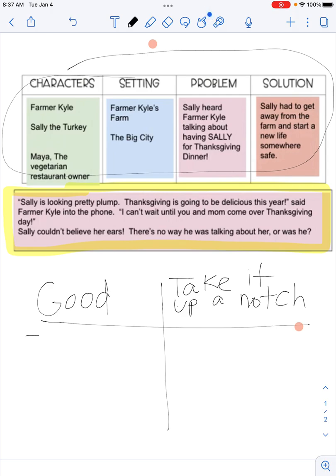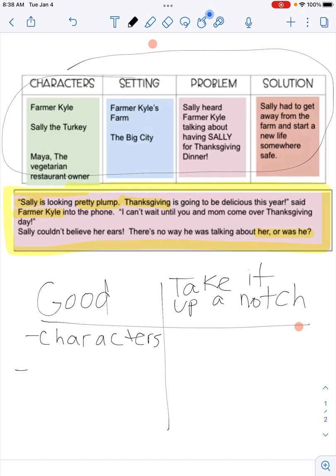Mrs. Demand included the characters, and gave us a little bit of a clue of who they were. You can see here it says Sally's looking pretty plump, so we can guess that Sally's probably a turkey, also based on the word Thanksgiving right there. We know that Farmer Kyle is in this story. We know that this is taking place around Thanksgiving time. And we also have been introduced to the problem. We see that Sally says that she couldn't believe her ears, and she's nervous that he's talking about eating her, right? That turkey is nervous that she's going to be Thanksgiving dinner.